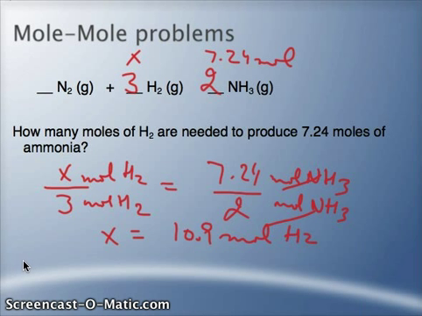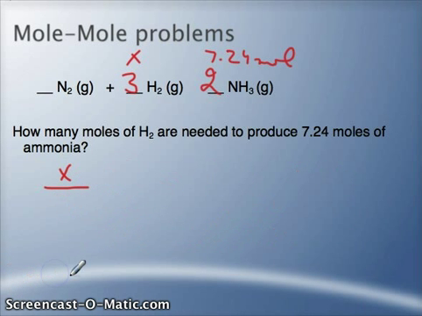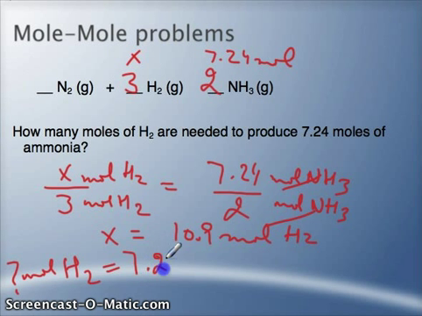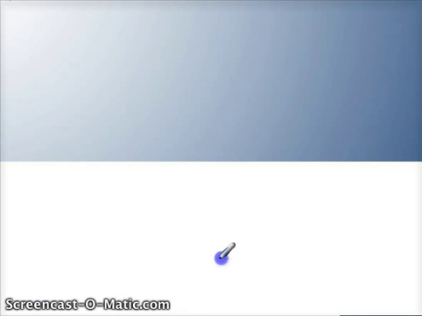I want to show you one other way, which is, I guess, the correct way, which is using dimensional analysis. So the question you're asked is, how many moles of H2 can you get from 7.24 moles of ammonia?